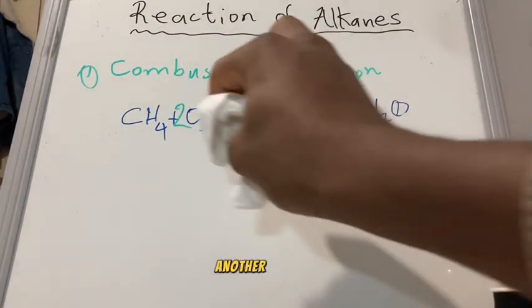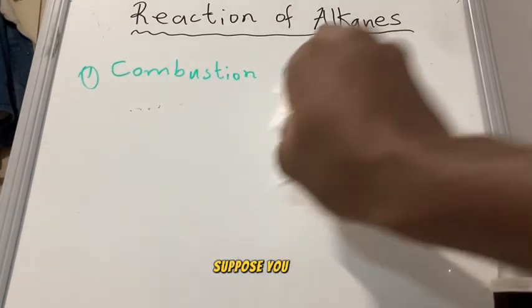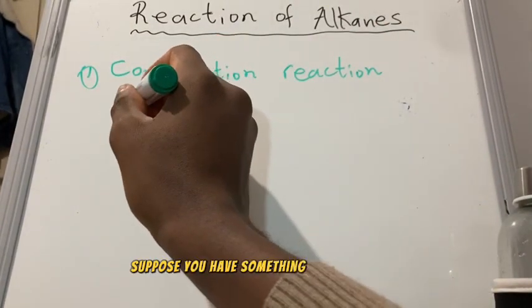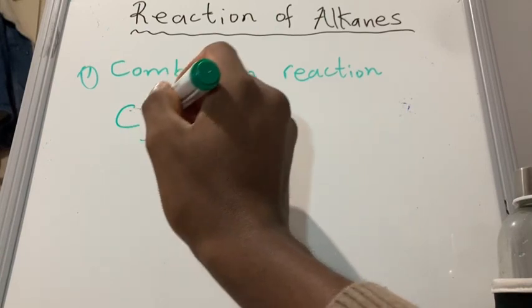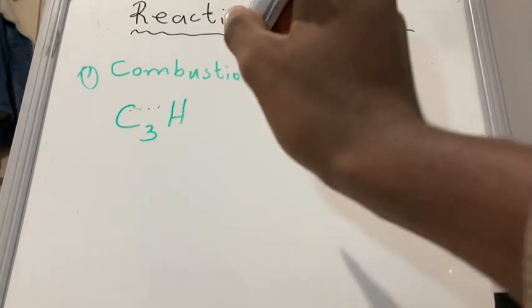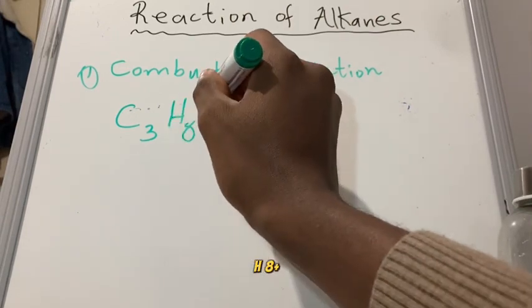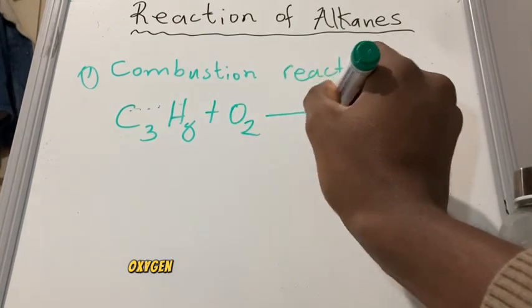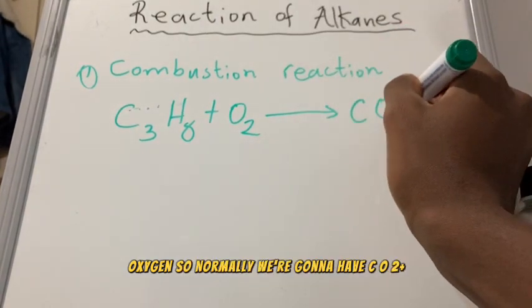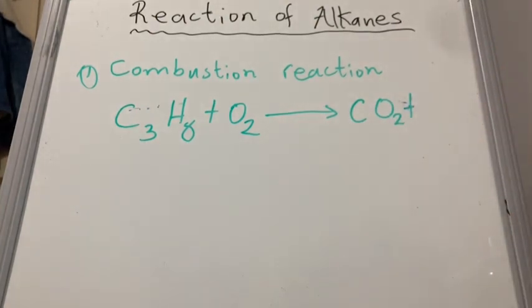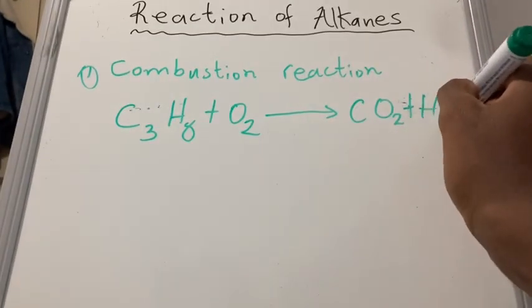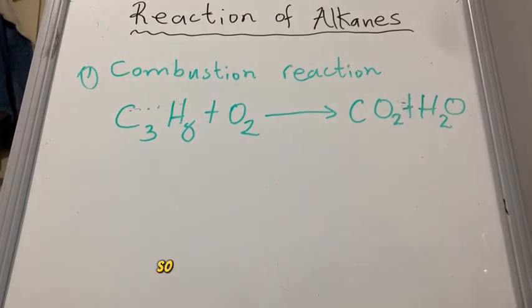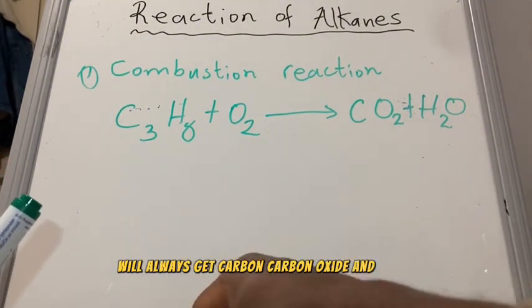Let's look at another example. Suppose you have something like this, C3H8 plus oxygen. So normally we're going to have CO2 plus H2O. So this is normally going to be our product. In combustion reaction, we always get carbon dioxide and water.